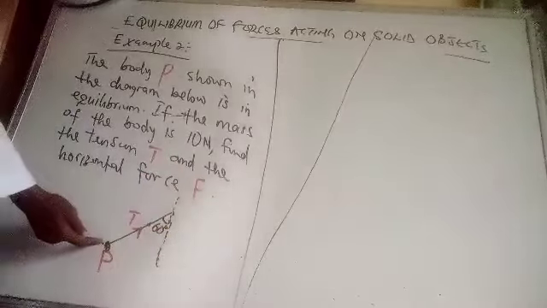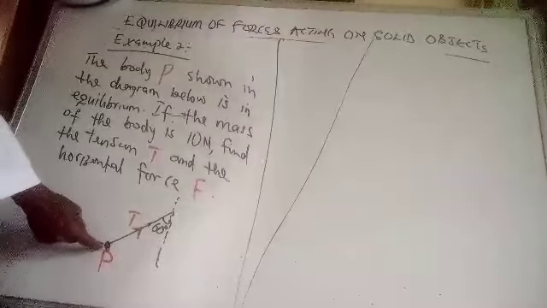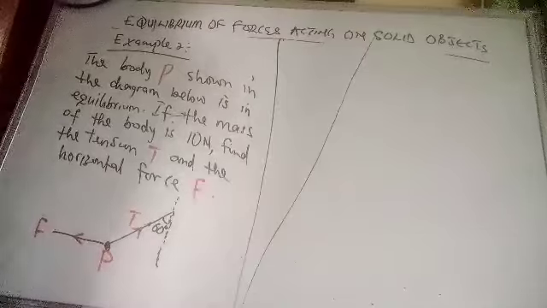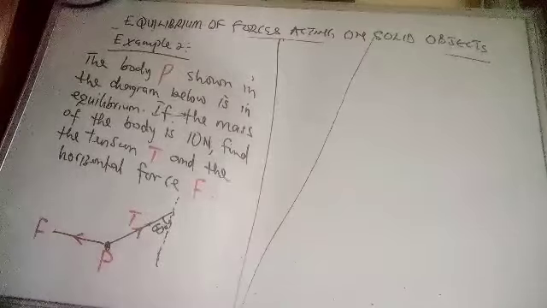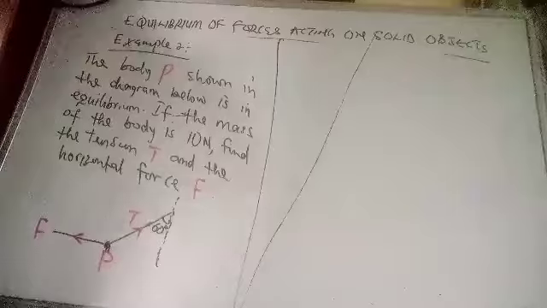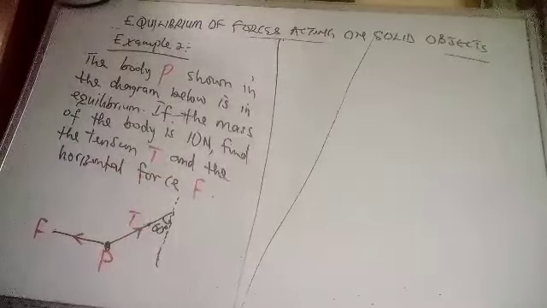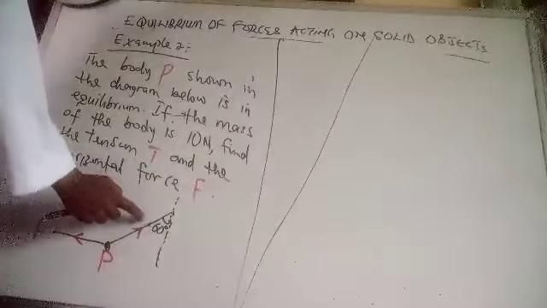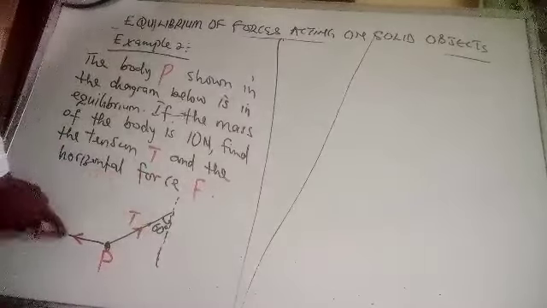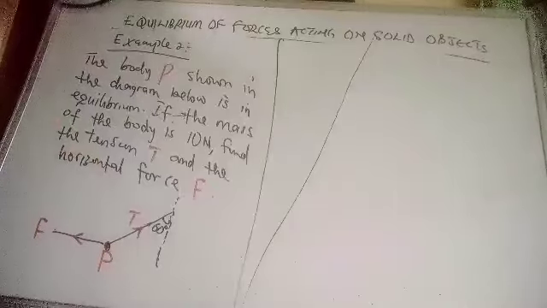This is another force F, which is horizontal, that is applied to this same body to pull it to the left side. So that's why the arrow is pointing here. Now, the question is asking us to find the tension and the force. Do not forget, the force here and the tension here make two forces. The weight of the body itself is another force.